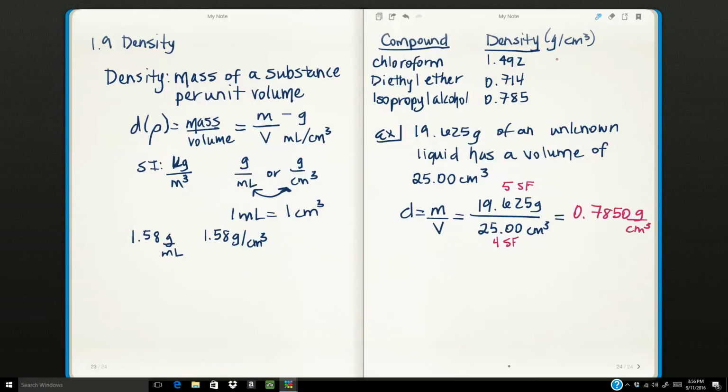So if we look back at this table, we see that our unknown liquid is isopropyl alcohol, because the density they gave us up here is 0.785, and that's what we got as our answer. So our unknown is isopropyl alcohol.